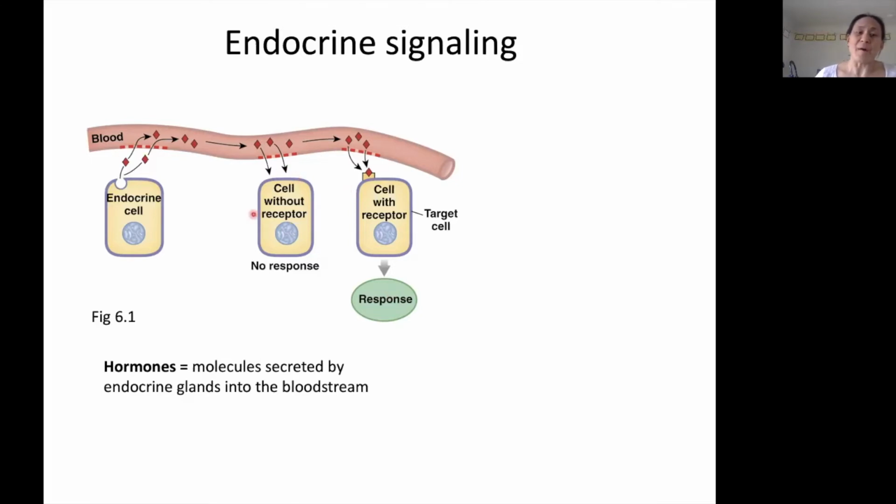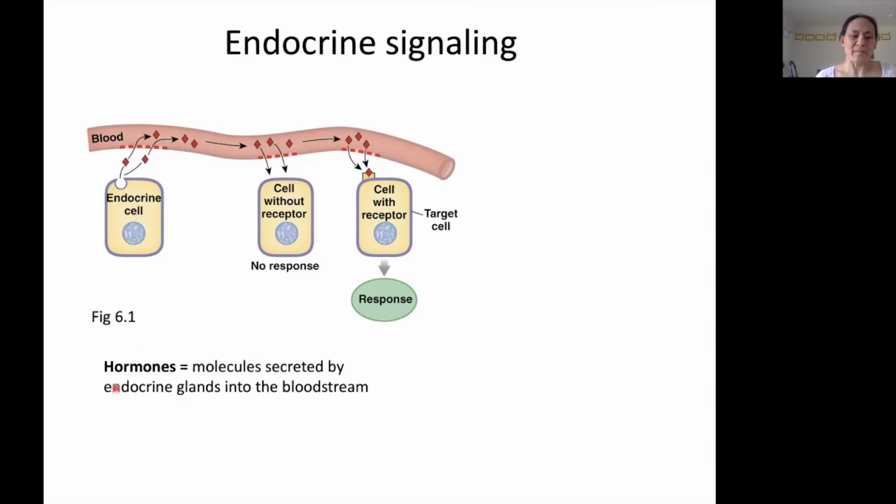Many other cells in the body will not have a receptor for that molecule. And if it doesn't have a receptor, it can't tell that that hormone is there. And as a result, it will not respond to the hormone. Okay, so that's how hormones achieve their specificity. And we'll be talking a little bit more about that in this series of lectures.